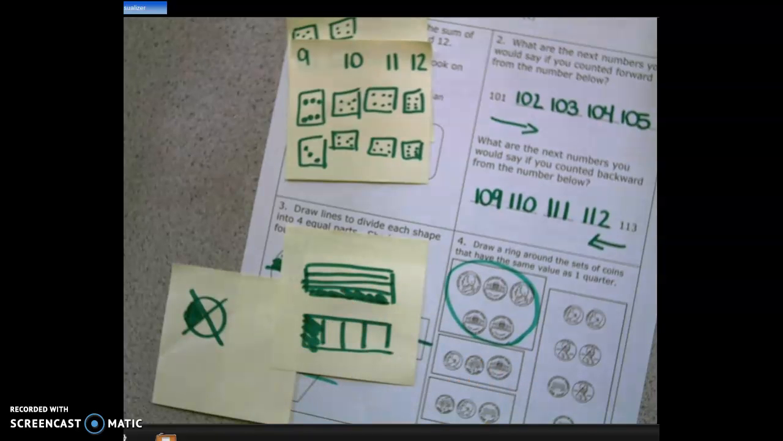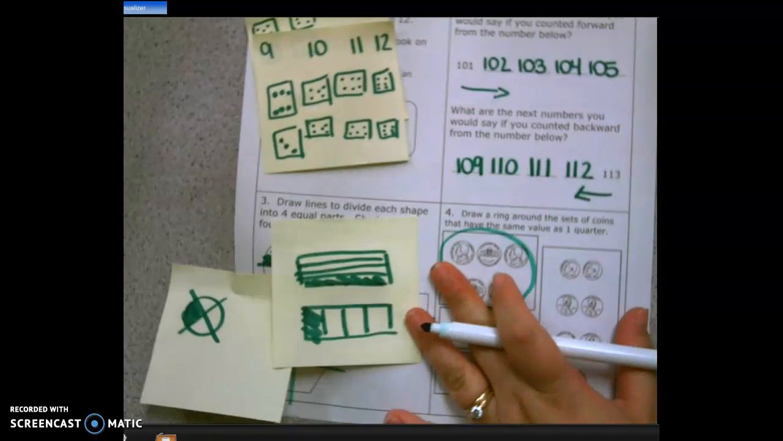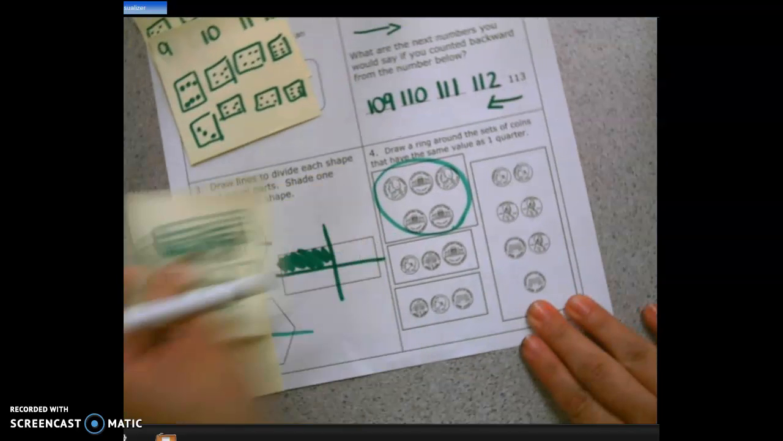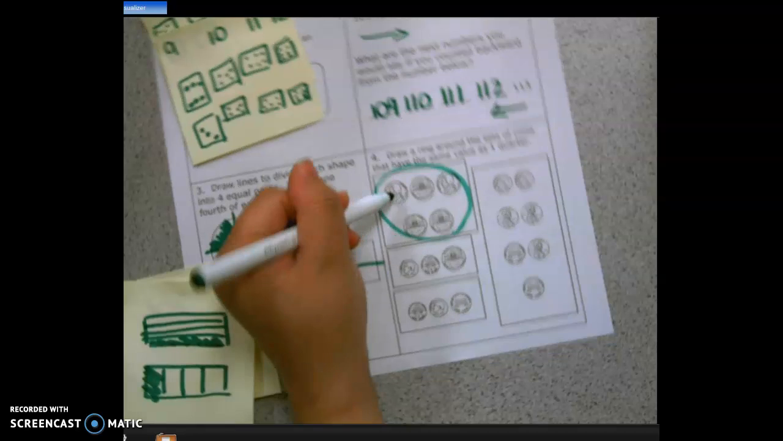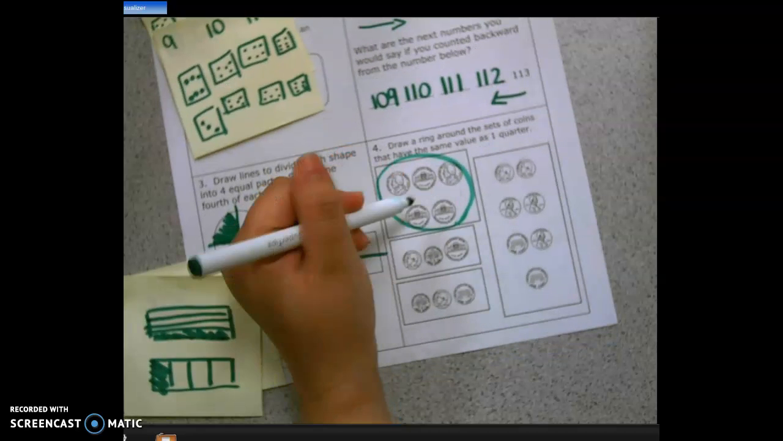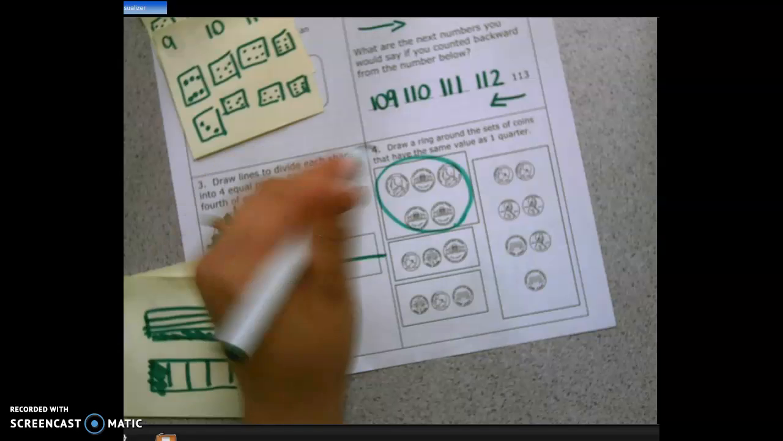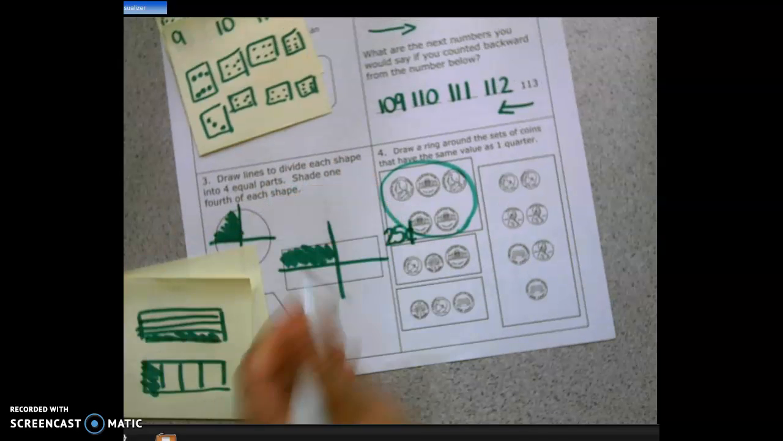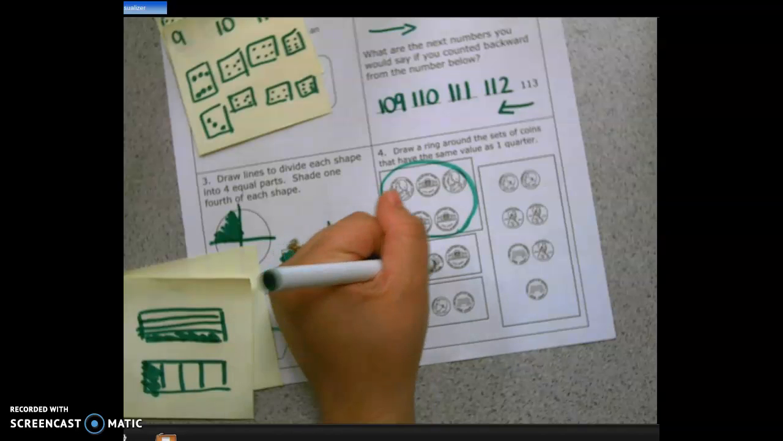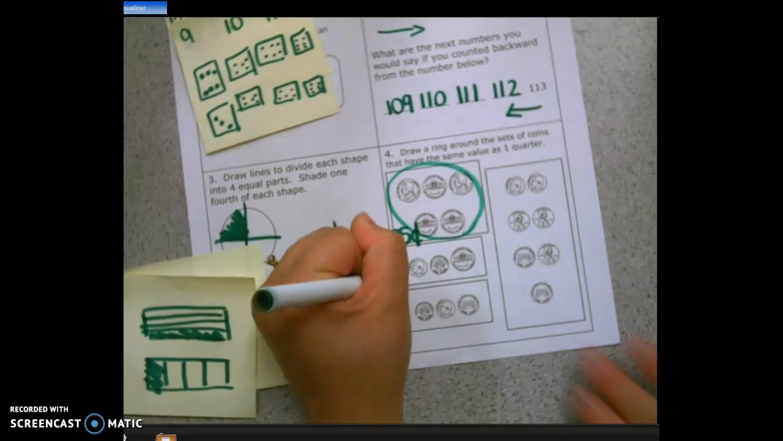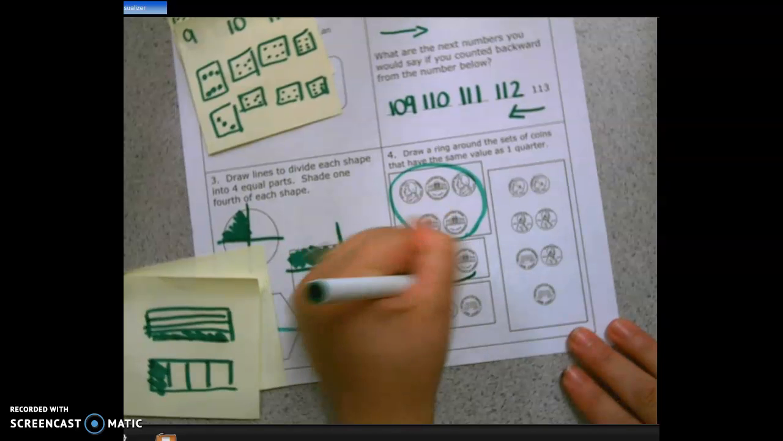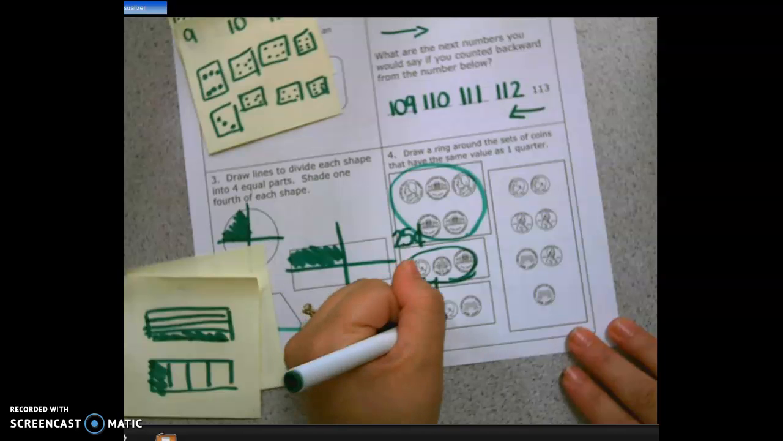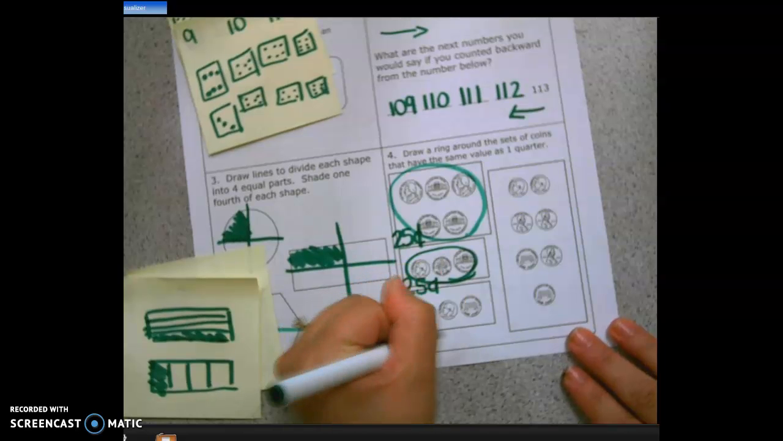For number 4, draw a ring around the set of coins that have the same value as 1/4. So we're going to look, and we said 5, 10, 15, 20, 25. This is 25 cents, or the same as 1/4. Our next one says 10, 20, 25. This is also 25 cents, or the same value as 1/4. Our next one's 10, 20, 21 cents.